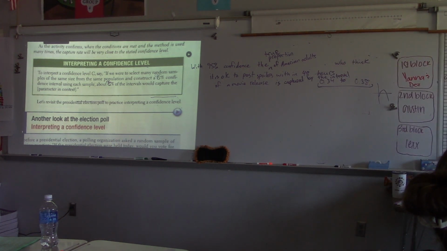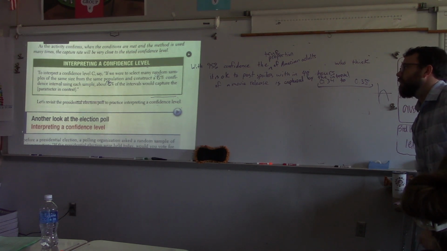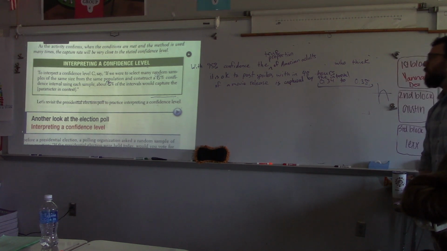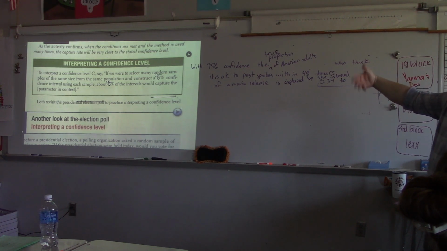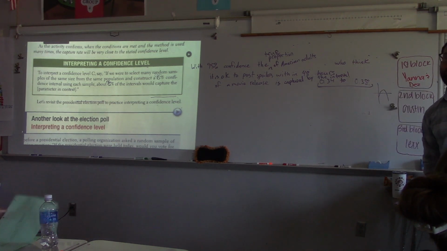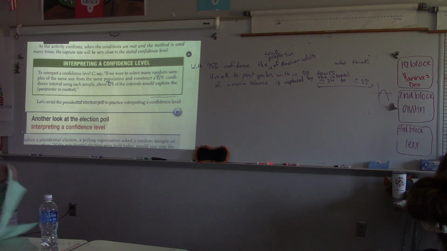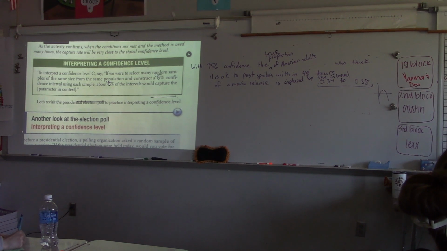Now, I will not write out that much, I'll go ahead and tell you. I would say something about, in the long run, 95% of confidence intervals using this same size will capture the true proportion, right? So in the long run is the key there. In the long run, random samples of the same size will capture the parameter 95% of the time.